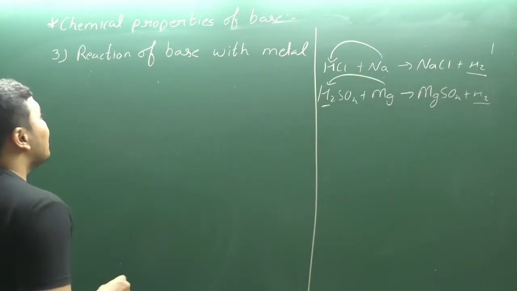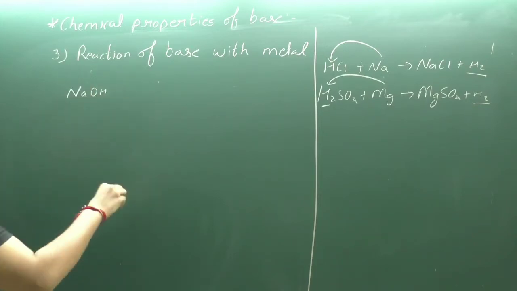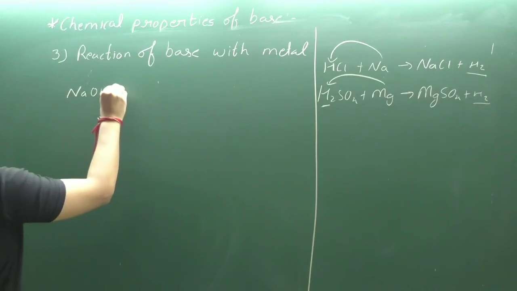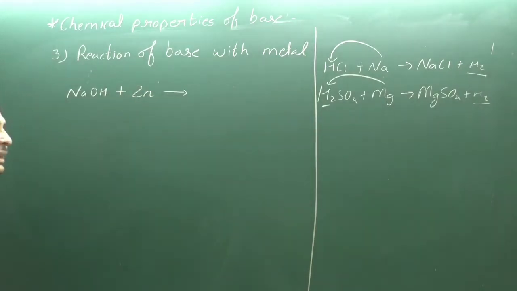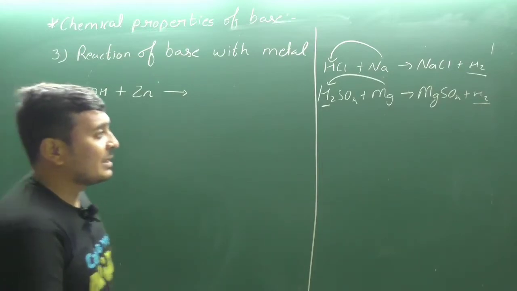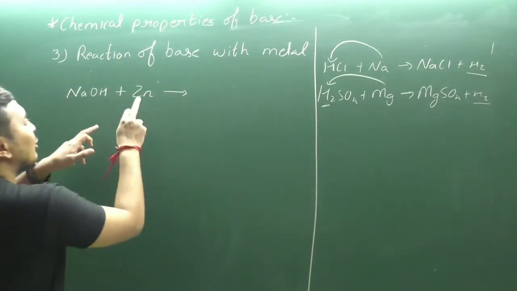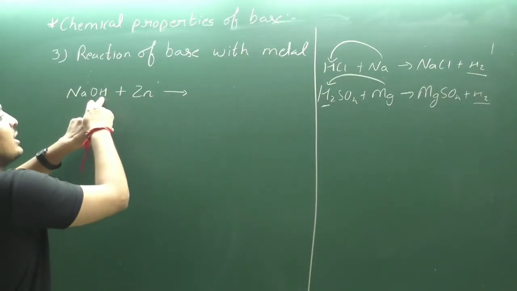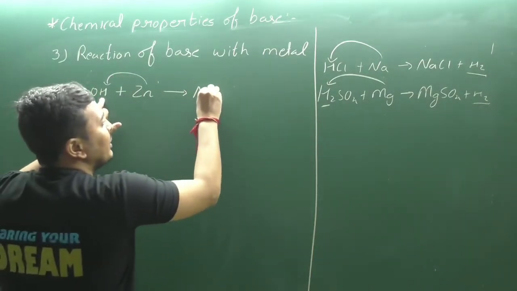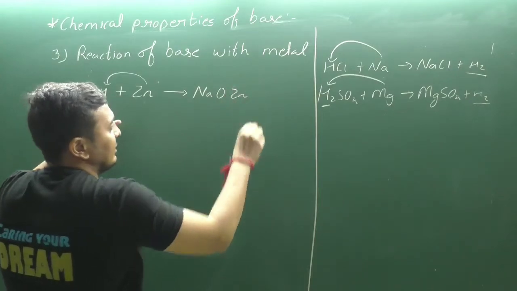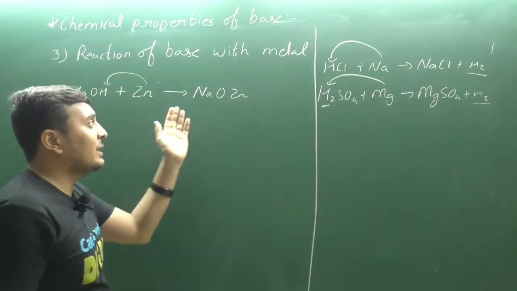Now let us talk about the base. For example, we have a base NaOH. Clear? Suppose NaOH reacts with the metal zinc. What happens here? We know that metals are more reactive than hydrogen. The same thing happens here also: metal is present on the reactant side, hydrogen is also present. So metal will take the place of hydrogen. So the compound formed here is NaOZn. But we cannot write the compound as NaOZn.